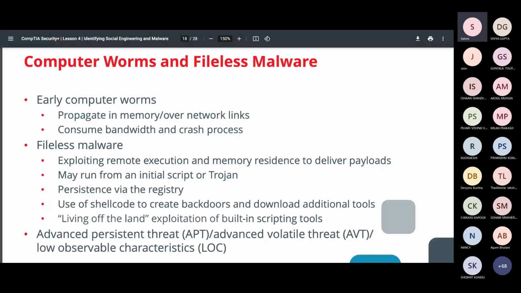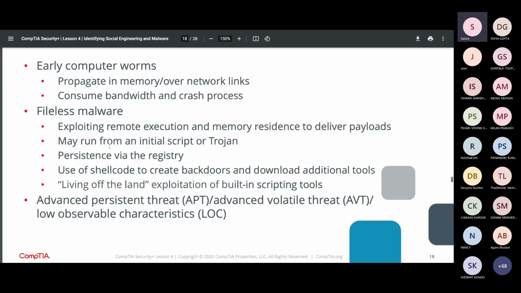Fileless में क्या होता है? Exploiting remote execution and memory residence to deliver the payloads. It doesn't write its code to the disk. The malware uses memory resident techniques to run its own process within the host process, or we can say within a dynamic link library or some scripting host. This means that there is no disk activity.